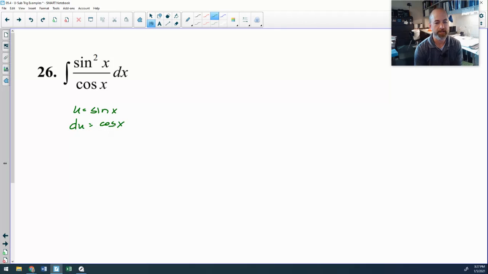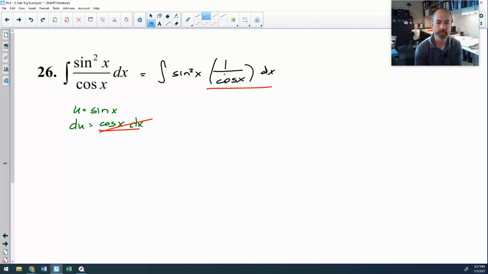The derivative of sine x is cosine x dx, and you may be tempted to say, hey, I see cosine x dx in the problem, but you don't. You don't see cosine x times dx. What you actually see here is 1 over cosine x dx. If you rewrote this problem, this is the same thing as sine squared x times 1 over cosine x dx. And 1 over cosine x is not the same as cosine x. So that did not work. That was not the correct substitution.